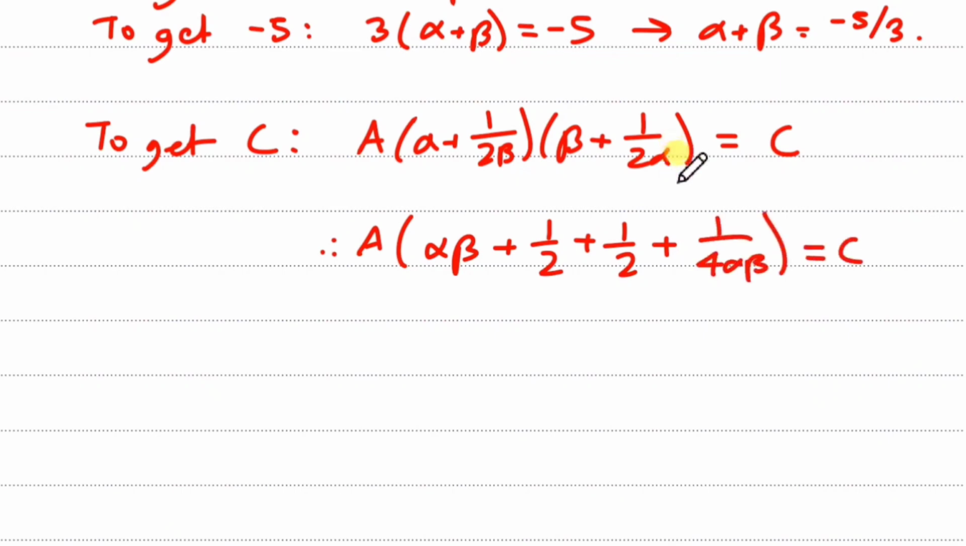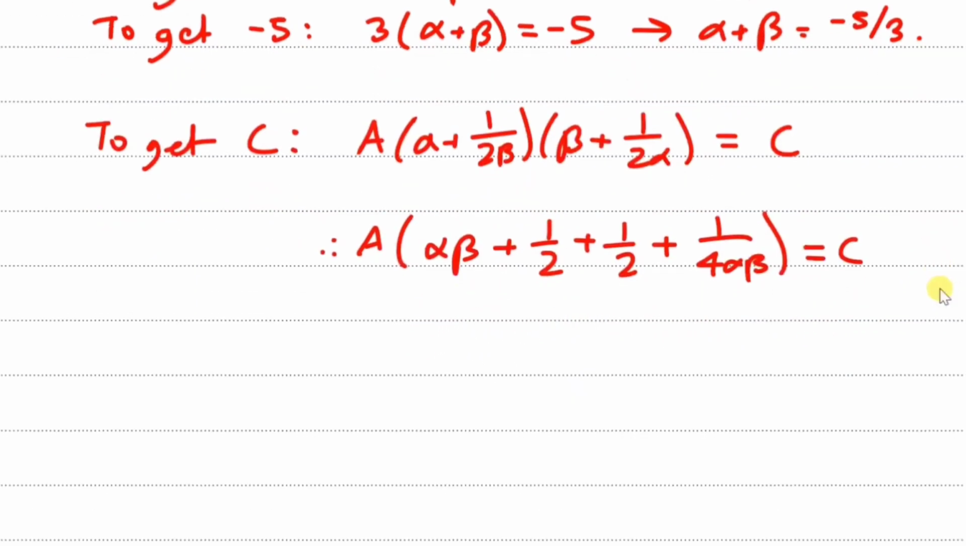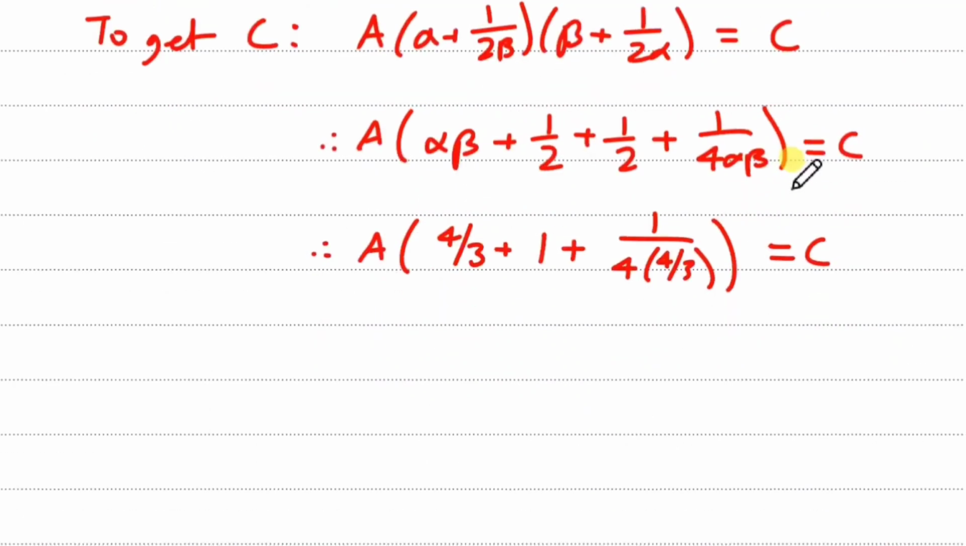Now the good thing here, guys, is that you don't actually need to work out these terms individually. We can use the results from the first part. We know alpha beta equals 4/3, yeah? So let's replace this one with 4/3 and that one with 4/3. So now we have A times (4/3 plus, well, a half plus a half is 1 whole, plus 1 over 4 times 4 over 3), and again, that all equals C. Now, because there's a calculator test, you could put all of this in your calculator.